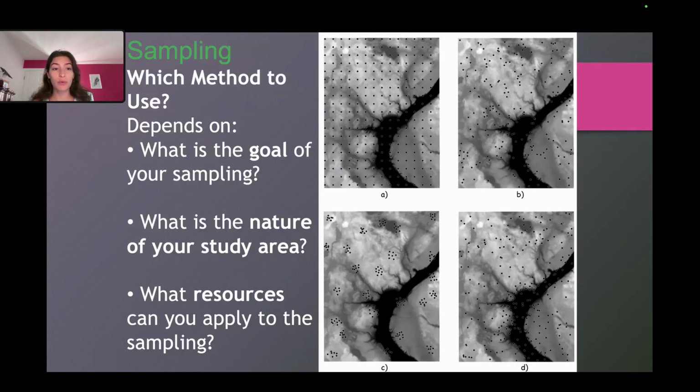So for sampling, which method do you want to use? Ultimately, this depends on what the goal of your sampling is, what the nature of your study area is, and then what resources you actually have to apply to your sampling.